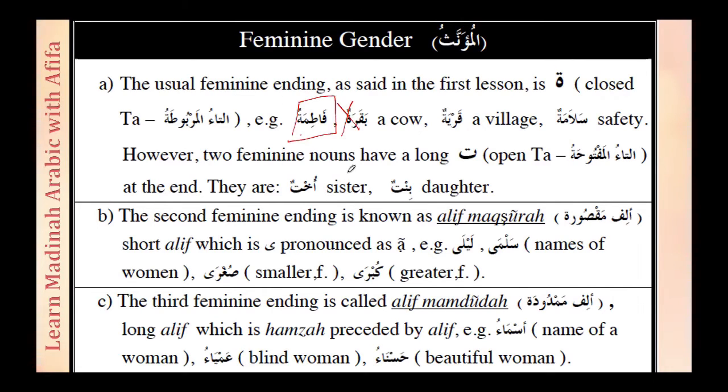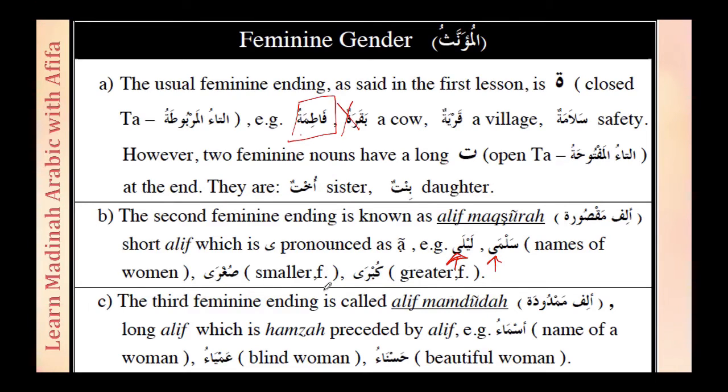Baqaratun. Now qaryatun is always going to be feminine. It means a village. Salamatun is safety. And we already talked about this: bintun, ukhtun, these are always feminine. We already talked about alif maksura. So Salma, Laila, these are alif maksura. A lot of the female names are going to come with that. Salma, Laila. Kubra, Sugra, these are all feminine words.